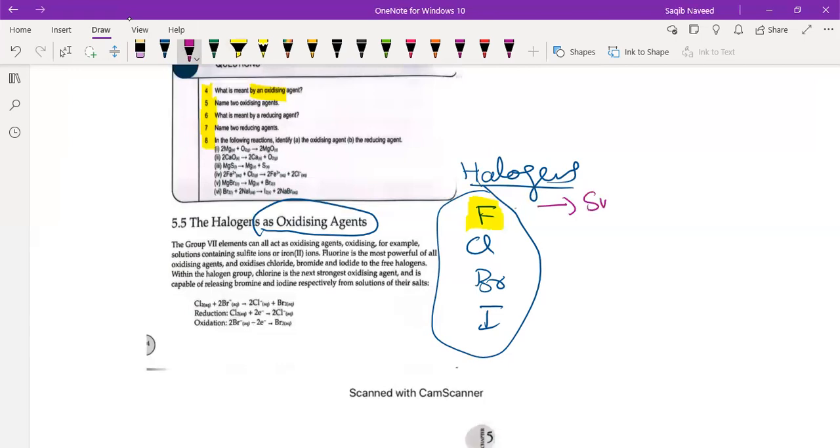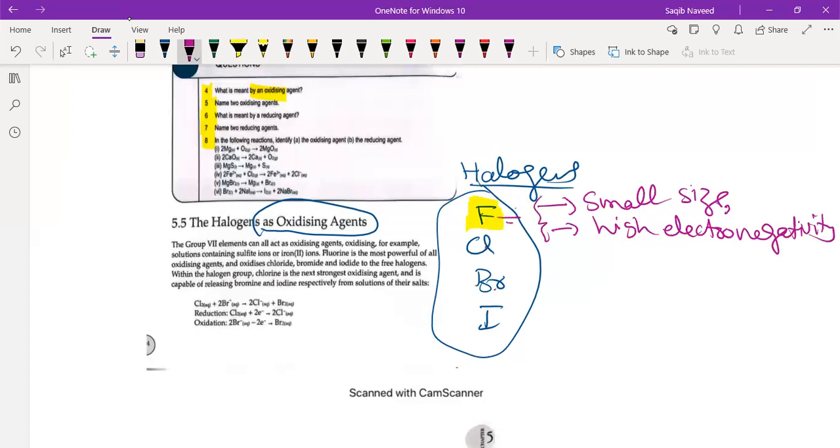So why is fluorine a stronger oxidizing agent? Number 1, fluorine has a small size. Fluorine has only 2 shells. Chlorine has 3, bromine 4, iodine 5. Number 2, it has high electronegativity value, and we are going to discuss electronegativity in detail in the future. And these 2 features make it a strong oxidizing agent.